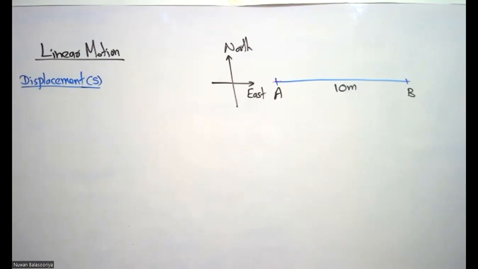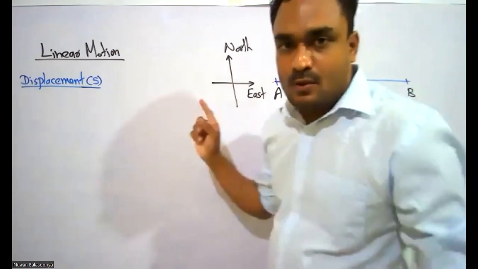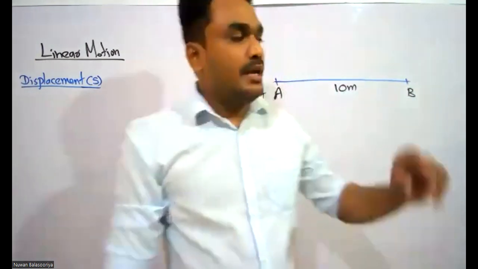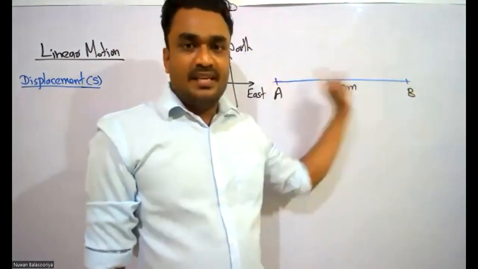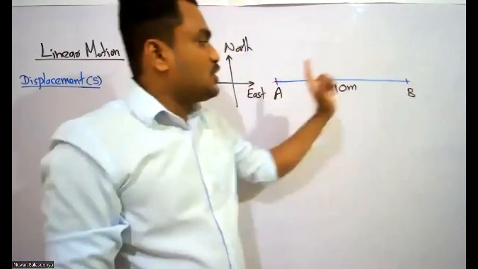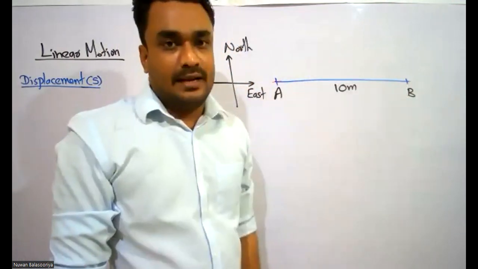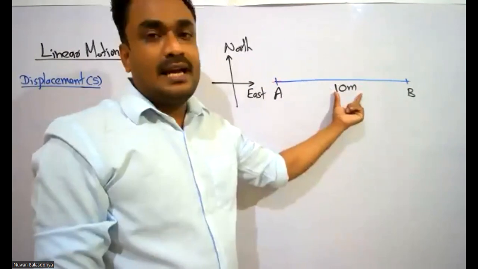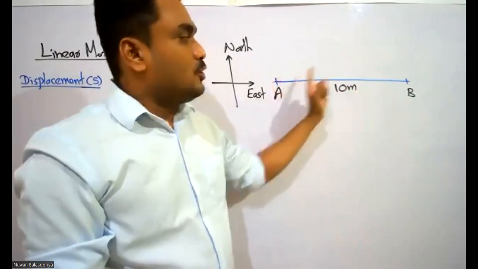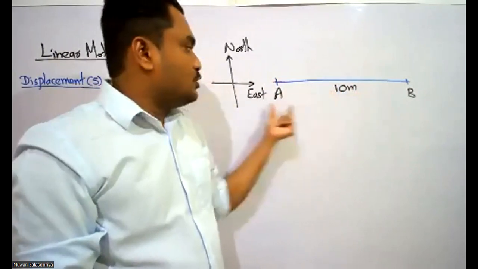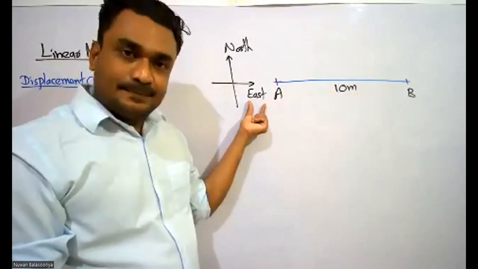Right. So I think time is enough. So we want to find the displacement from A to B. What do we do? We join points A and B by a straight line. Then we measure the length of the AB straight line. The length of the AB straight line is 10 meter. Therefore, A to B displacement is 10 meter, and we should indicate the direction as east.